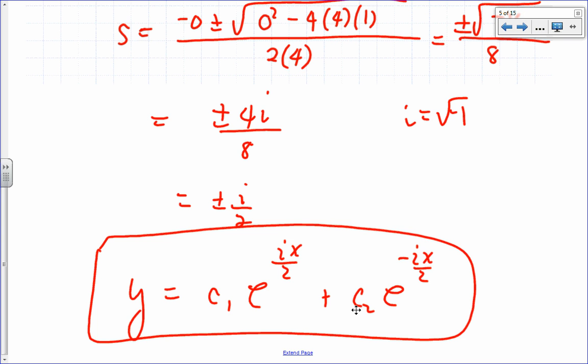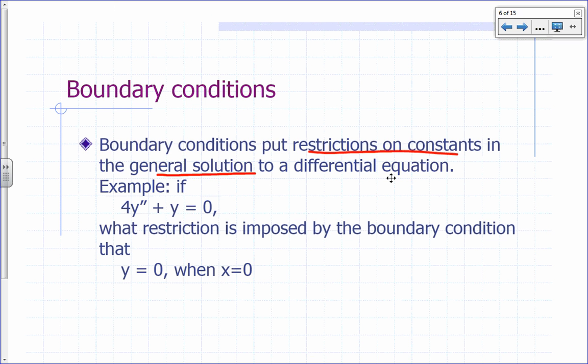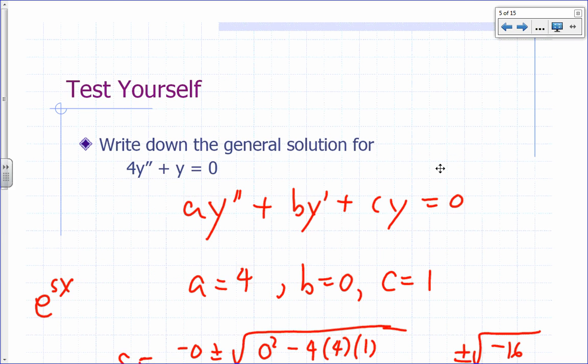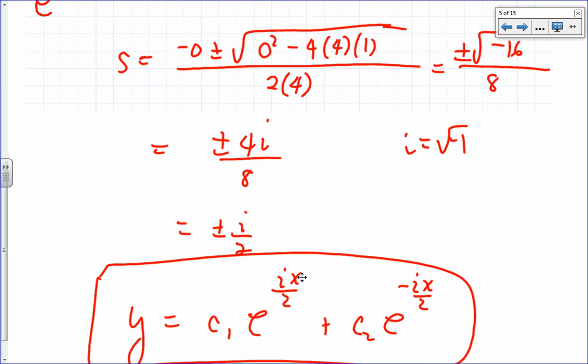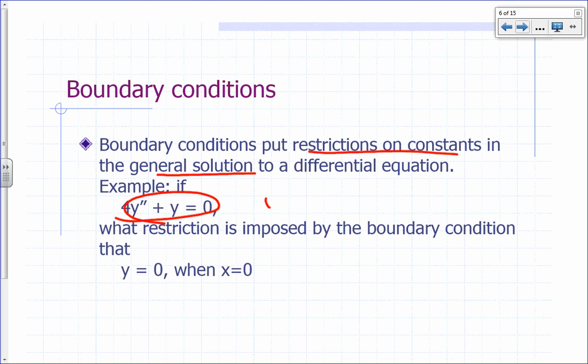So when you apply those boundary conditions, you cannot just have any C1 and C2. It will impose restrictions on what those C1s and C2s can be. So by imposing boundary conditions, you just take a subset of all the possible solutions. Okay, so this example we have right here is the one we just solved, right? 4y double prime plus y equals 0. So what's our general solution? y equals C1 e to the ix over 2 plus C2 e to the negative ix over 2.